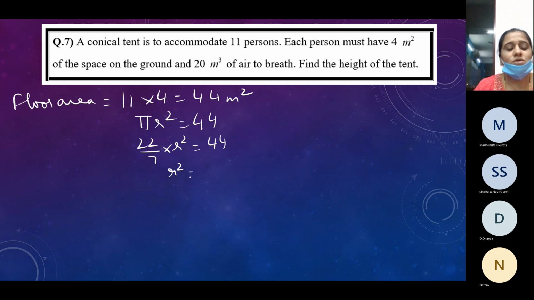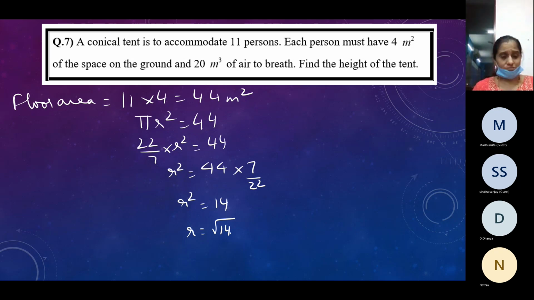So r square is equal to 44 into 7 by 22. So r square is equal to 14. R is equal to square root of 14. The radius is square root of 14. Floor area for one person is 4 meters square, so for all 11 persons it will be 44 meters square. The floor area is a circle. Pi r square is 44. When you work that out, you find r is equal to root of 14, because 22 twos are 44, and 7 twos are 14. R square is 14, so R is square root of 14. Next.